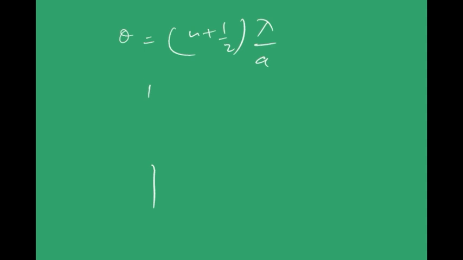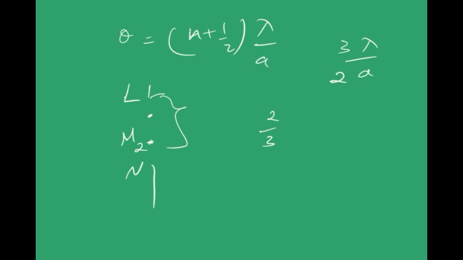Consider this case where the slit can be divided into three parts. Say this is L and N. So for n is equal to 1, I'll get my theta to be 3 by 2 lambda by a. For that case, I'll consider this part LM2, which is equal to 2 by 3 a. So the waves given out by L and M2 at those points, their phase difference or their path difference will be 2 by 3 a into 3 lambda by 2a, right? Which is equal to lambda.